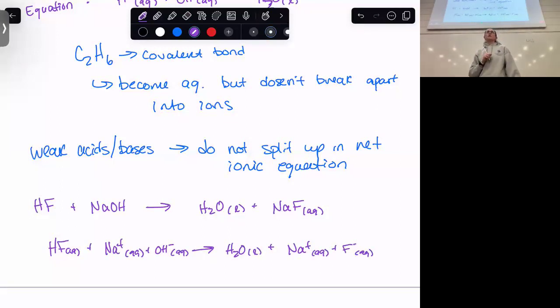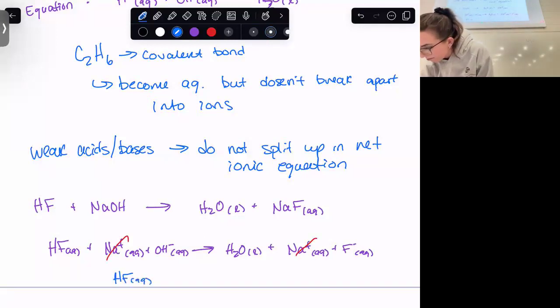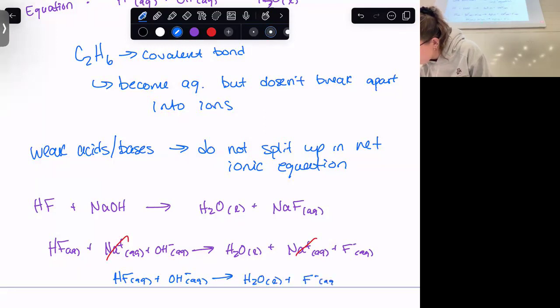So what do we cancel out here? Just the sodium, right? Just the sodium looks the same on both sides. So this becomes HF plus OH minus yields H2O and F minus. Some more examples of weak acids and bases, she will tell you if it's a weak acid or base.